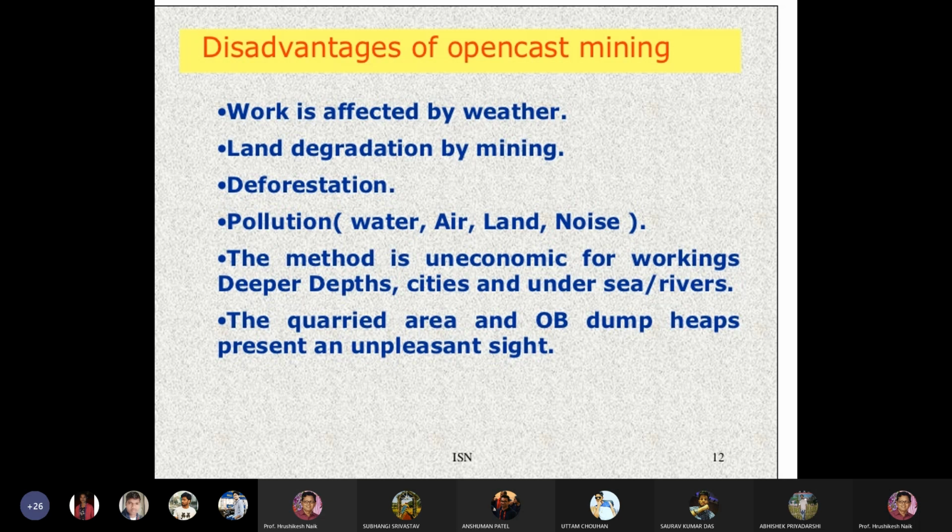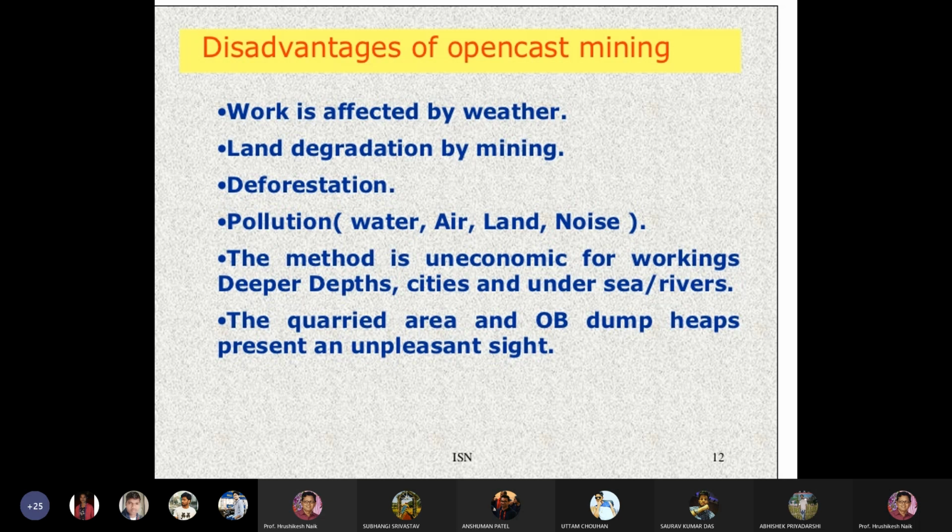Okay, and land degradation by mining is much more in surface mining compared to underground mining. Deforestation is more in open cast mining. If it is a forest land, you have to cut the trees, and there is much pollution of water, air, land. Water pollution will be there, air pollution will be there, land pollution will be there, noise and vibration will be there. So these are some of the disadvantages of open cast mining.